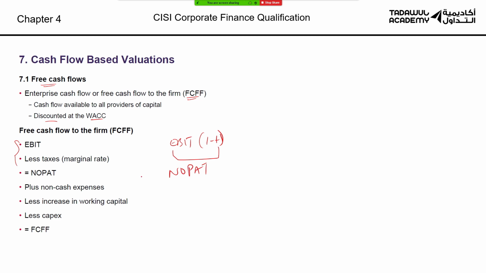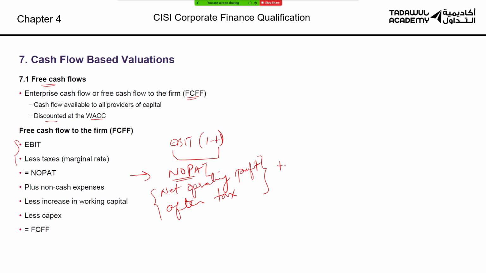And this NOPAT comes up a lot in the exam, by the way. It's the net operating profit after tax. So if you are given the NOPAT, no need to adjust it for tax anymore, because it's already adjusted for tax. Watch out for these traps. There's a lot of them in the exam, especially when it comes to tax. If CISI gives you any number which is post-tax, no need to adjust it for tax anymore.